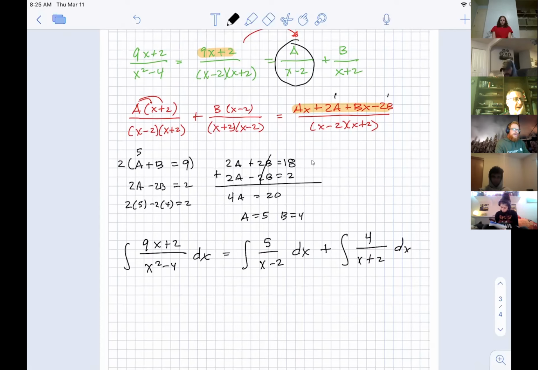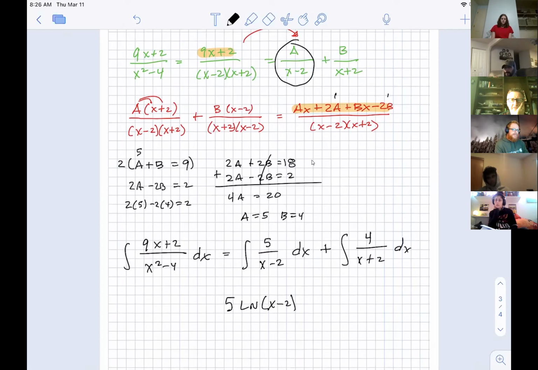Because that's not squared, the derivative of x is just 1. You can use substitution if you want to. You can say u is x minus 2, but because that's just x, not x squared, you don't really have to substitute u for that. But all you're really going to get for this is 5 natural log of x minus 2, because doesn't the 5 just come along for the ride?